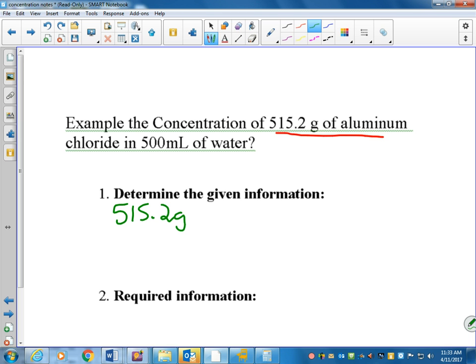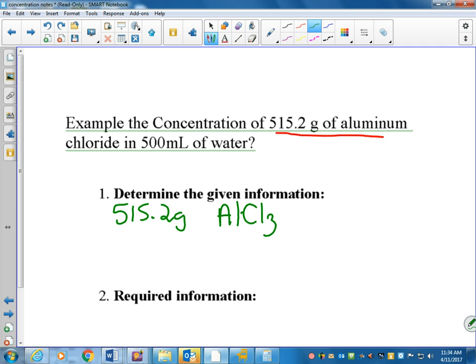Aluminum chloride is an ionic molecule. What's its formula? Aluminum is a +3, chlorine is a -1, so how many chlorines? I need 3 chlorines for every one aluminum. So I have to write that formula down. Why is it important to figure out the proper formula? Because if you don't have the proper formula, you won't be able to calculate the proper number of moles, right?